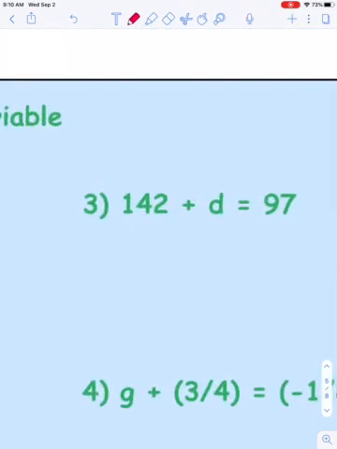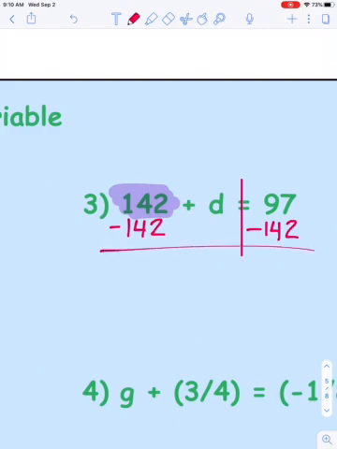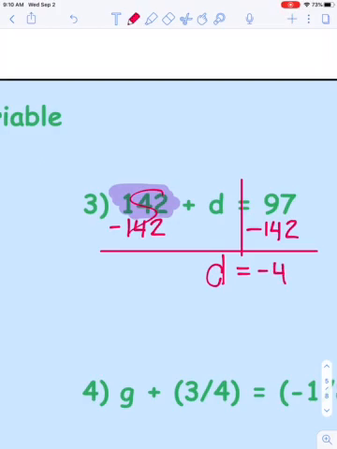Number 3, same concept. Our variable is d, and d is being added to a positive 142. So again, since that 142 is positive, the only way to move it is to subtract it. So you're going to subtract 142 from both sides. On the left, 142 minus 142 is gone, and you're just left with a positive d equals, and then you just do 97 minus 142, which leaves you with a negative 45.